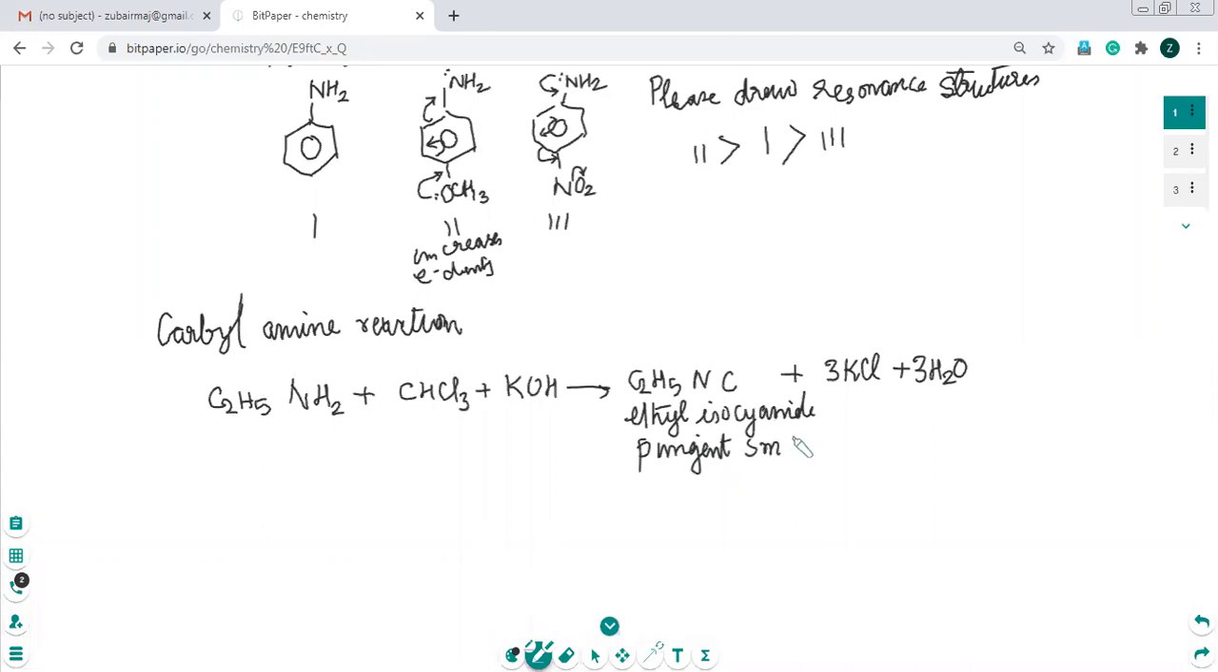You can use this reaction to identify primary amines. It is a method to detect primary amine. The secondary amine will not react. Tertiary amine also will not give this reaction. So it is a test; they use the word test or method. This is the most important reaction of amines.